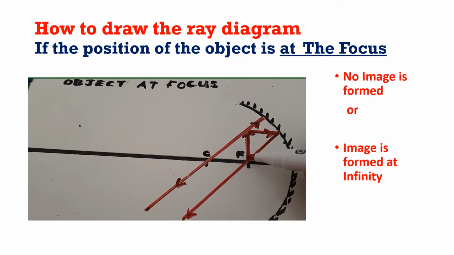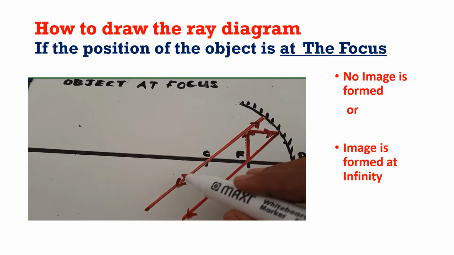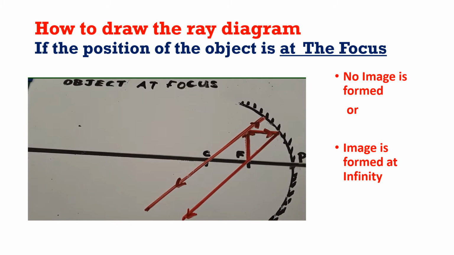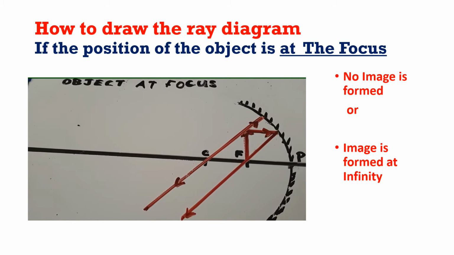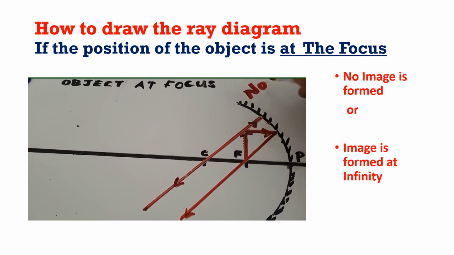When the object is kept at the focus, we did not get any image because these two reflected rays are parallel to each other. They are not meeting at a point. What does it mean? This means that no image is formed when the object is kept at focus. No image is formed. The reflected rays go parallelly.